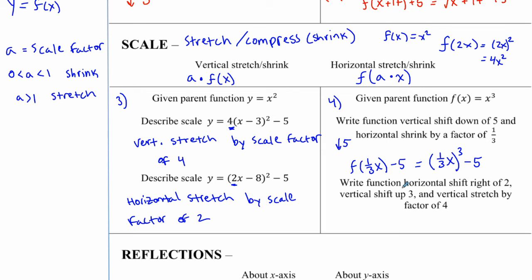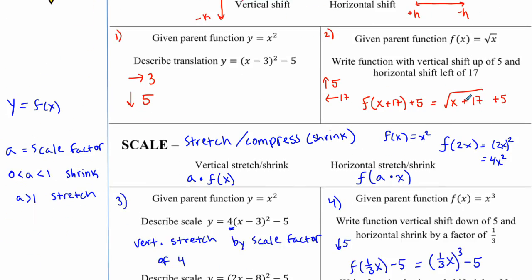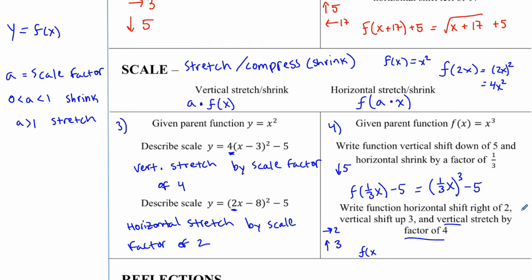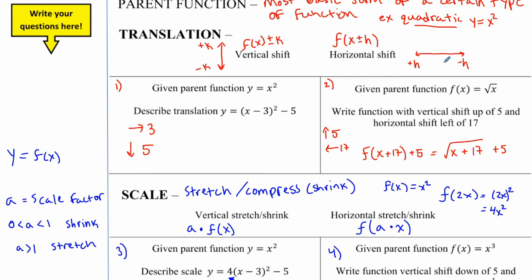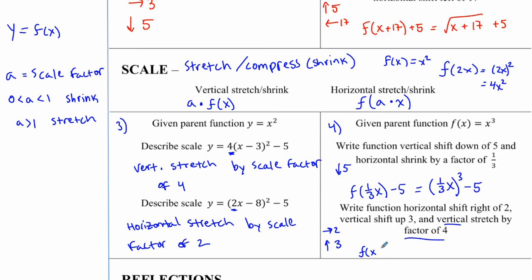Let's see, now we have a horizontal shift to the right of 2. Vertical shift, so we're going right 2, going up 3, and a vertical stretch by a factor of 4. Okay? So let's think about our horizontal shift. That's going to happen inside the parentheses. We are going right 2. So that means I'm going to subtract 2. So I have minus 2.